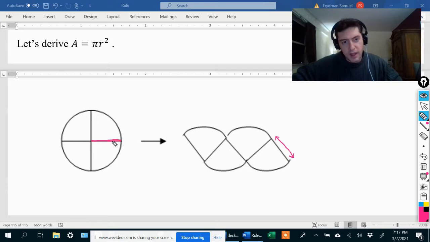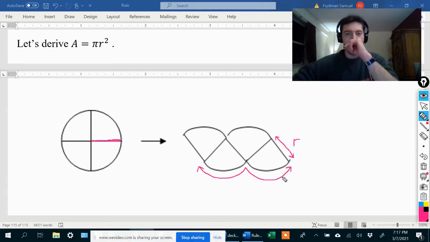And what is that line? That is the radius of this circle, right? So the length of this side over here, let's call that R, R being the length of the radius of this circle. All right.